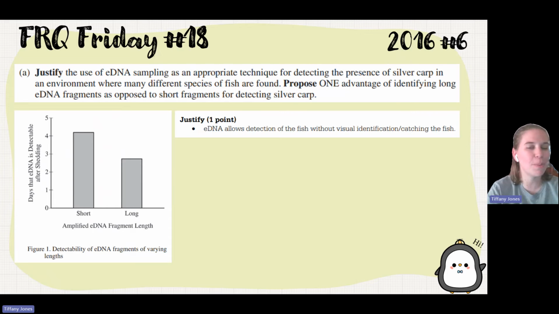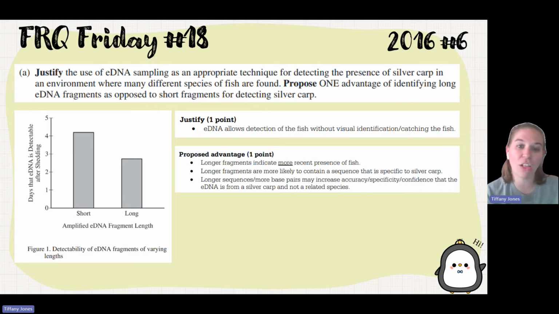The second question is: propose one advantage of identifying long fragments as opposed to short fragments for detecting silver carp. The biggest one, let's look at the data table: a long fragment is going to only be there for a shorter period of time, which means that if I can find the long fragment, that means that the silver carp was there in a more recent time.